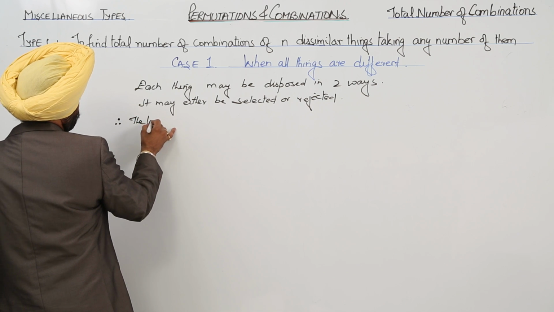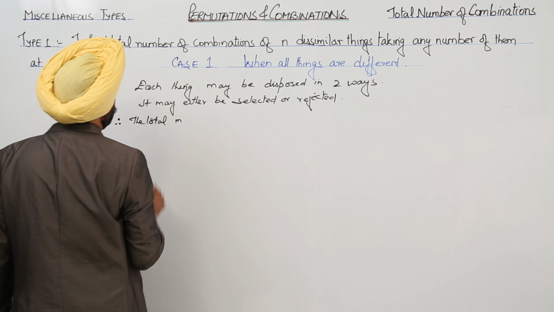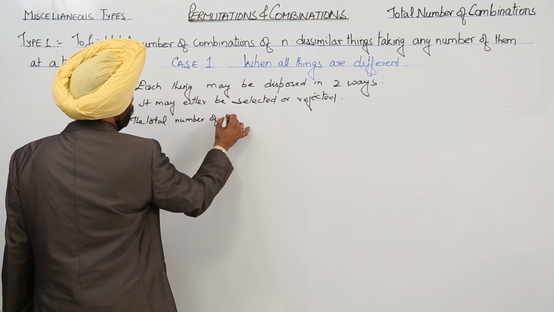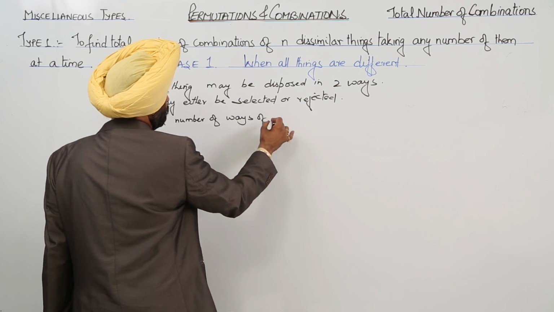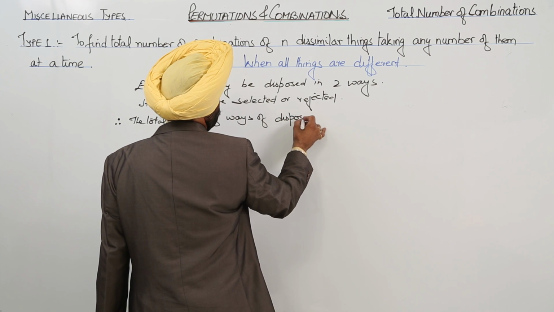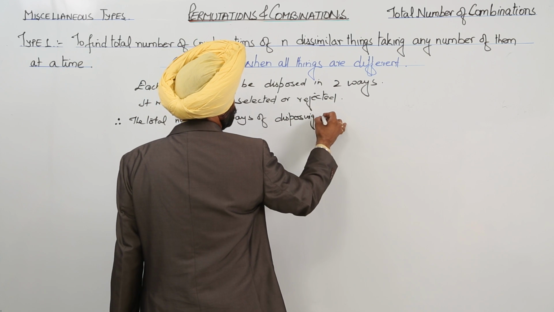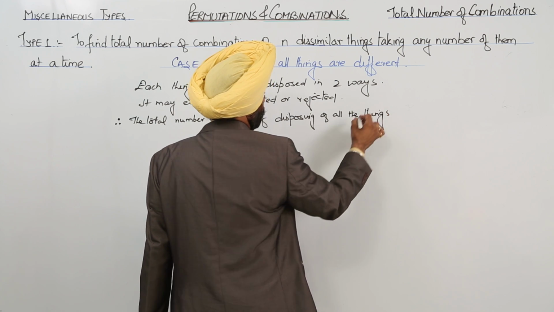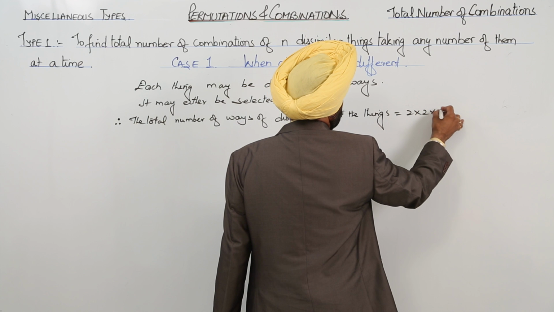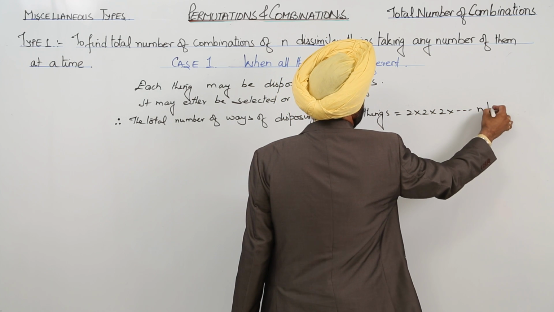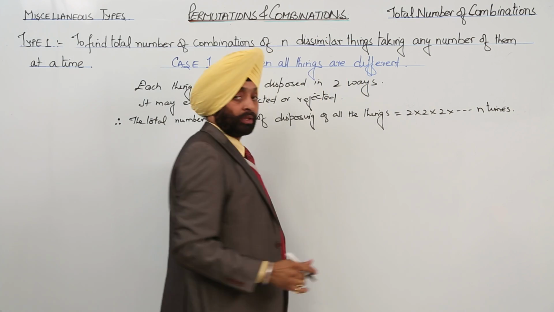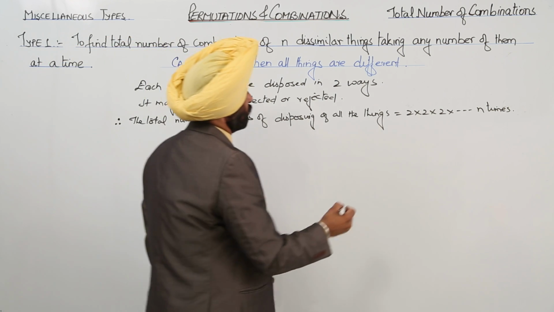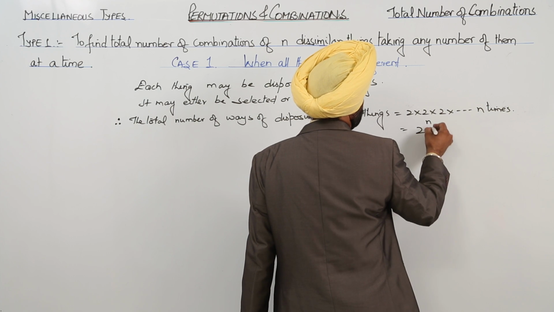Therefore the total number of ways of disposing of all the things is equal to 2 times 2 times 2, like this, up to n times. Now what does 2 times mean? Either rejected or selected. Either we can do it or we can't do it. So further, what can we write? We can write it as 2 raised to the power n.